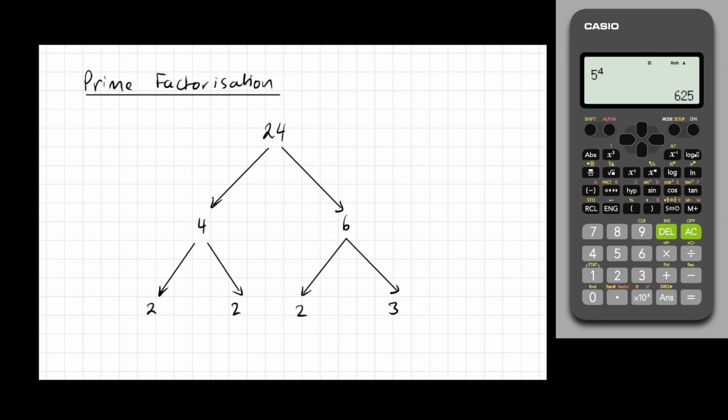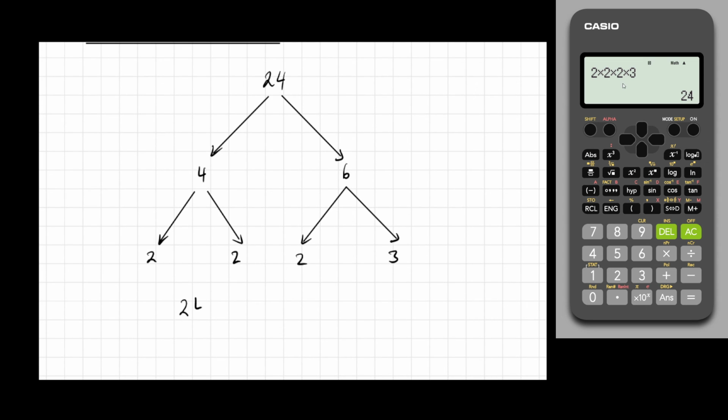And then 6 times 4 is equal to 24. So what this is basically saying is if I've got 2 times 2, that gives me 4. And if I've got 2 times 3, that gives me 6. And if I do 4 times 6, that should give me 24. So what that means is that 24 should be equal to 2 times 2 times 2 times 3, which it is. Okay, so I'll write down here. So 24 is equal to 2 times 2 times 2 times 3.